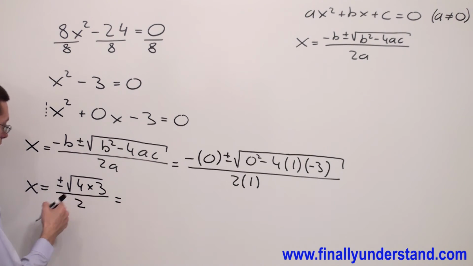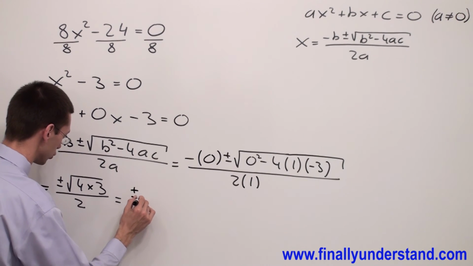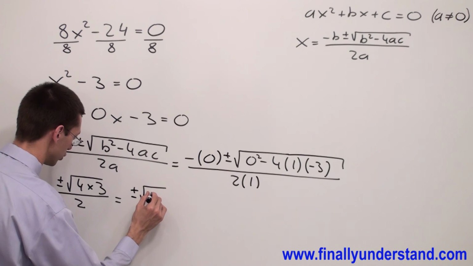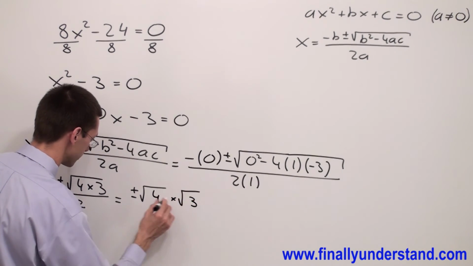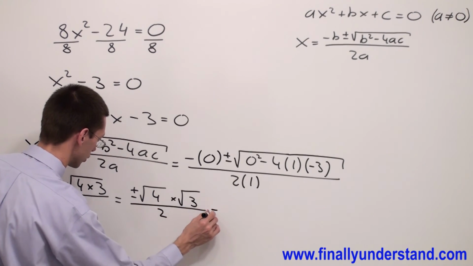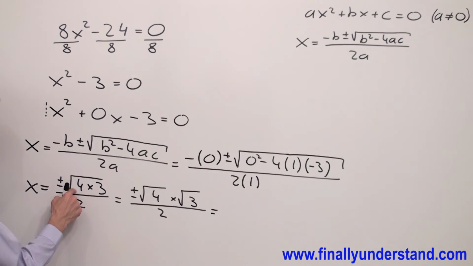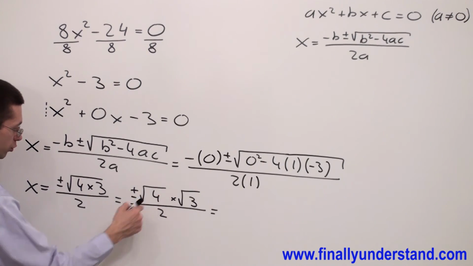Someone is going to ask why I write 4 times 3 only. Let me show you. I have plus minus square root, and I have 4 times square root of 3. Okay, so I'm going to have everything over 2. In order to simplify my answer, I'm supposed to just rewrite this radical as the product of two radicals.